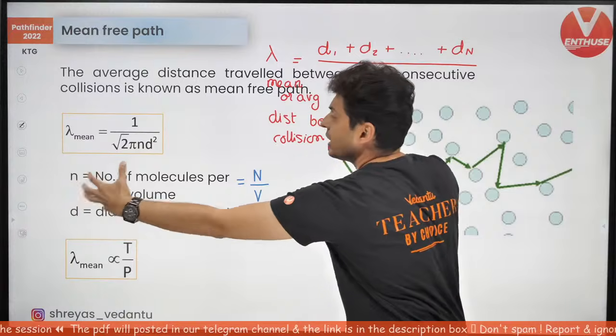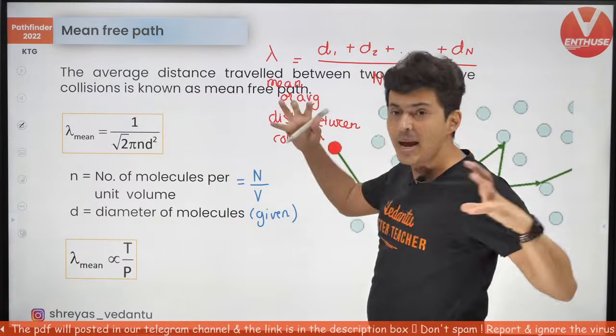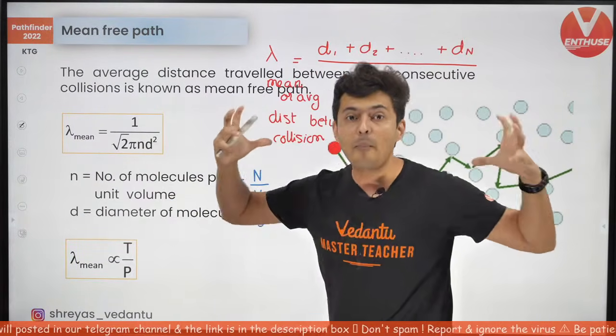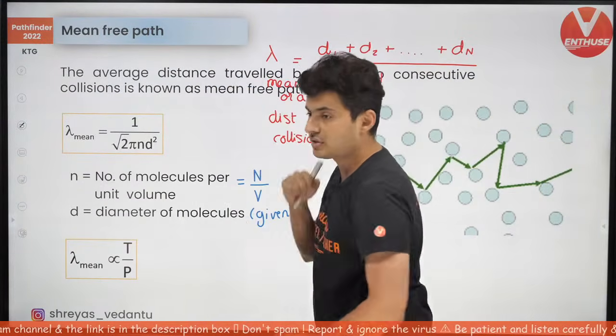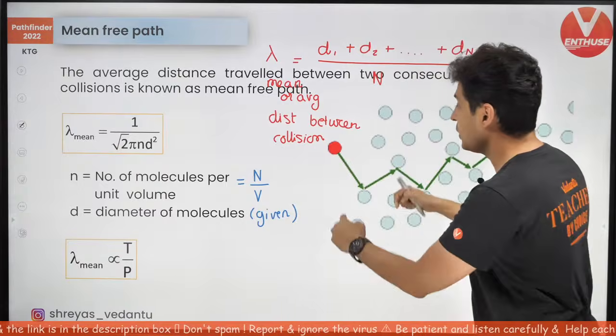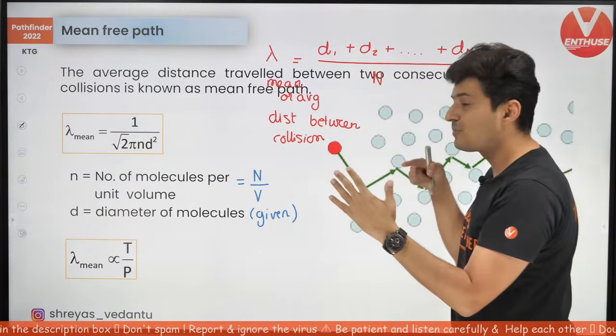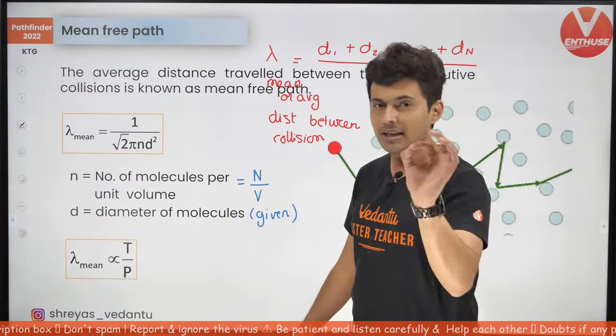If the molecules are heavy, big, then d square will become big. It's in the denominator, so the mean free path will reduce. That means the molecules will travel a lesser distance before each collision. Keep this in mind.